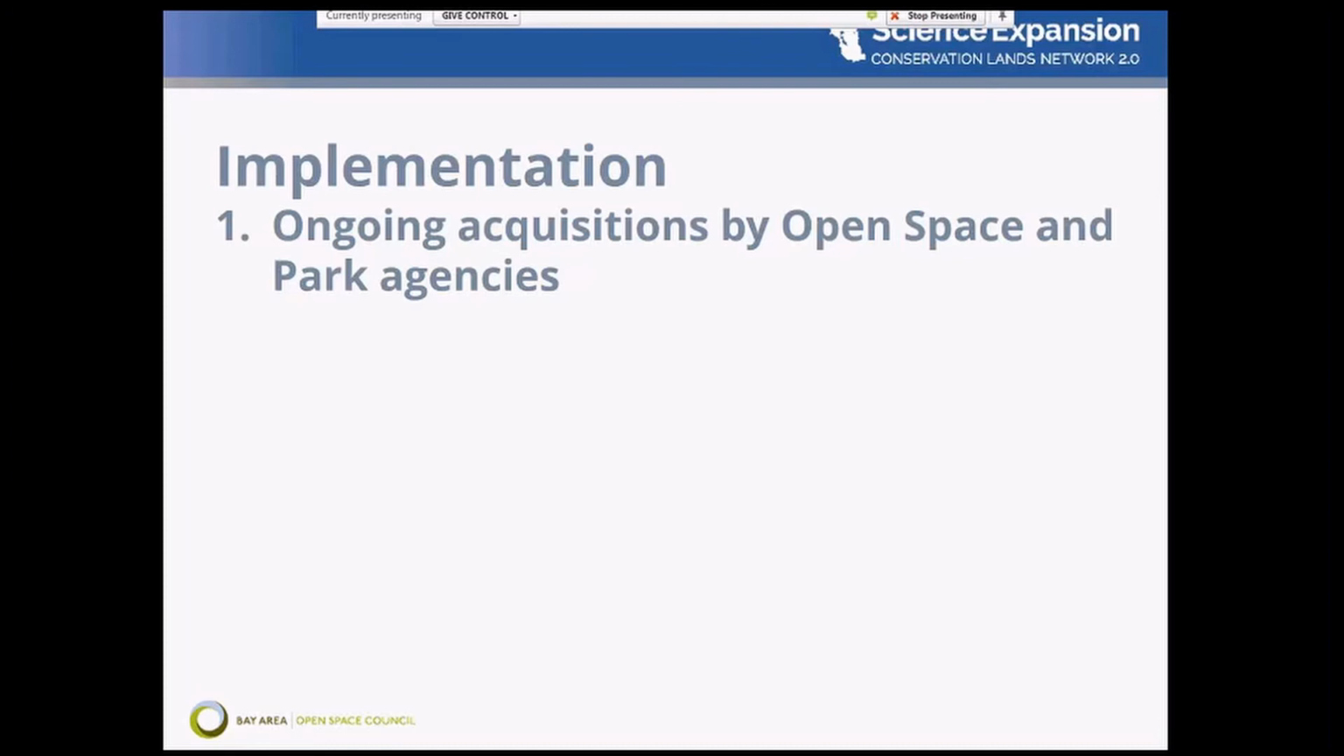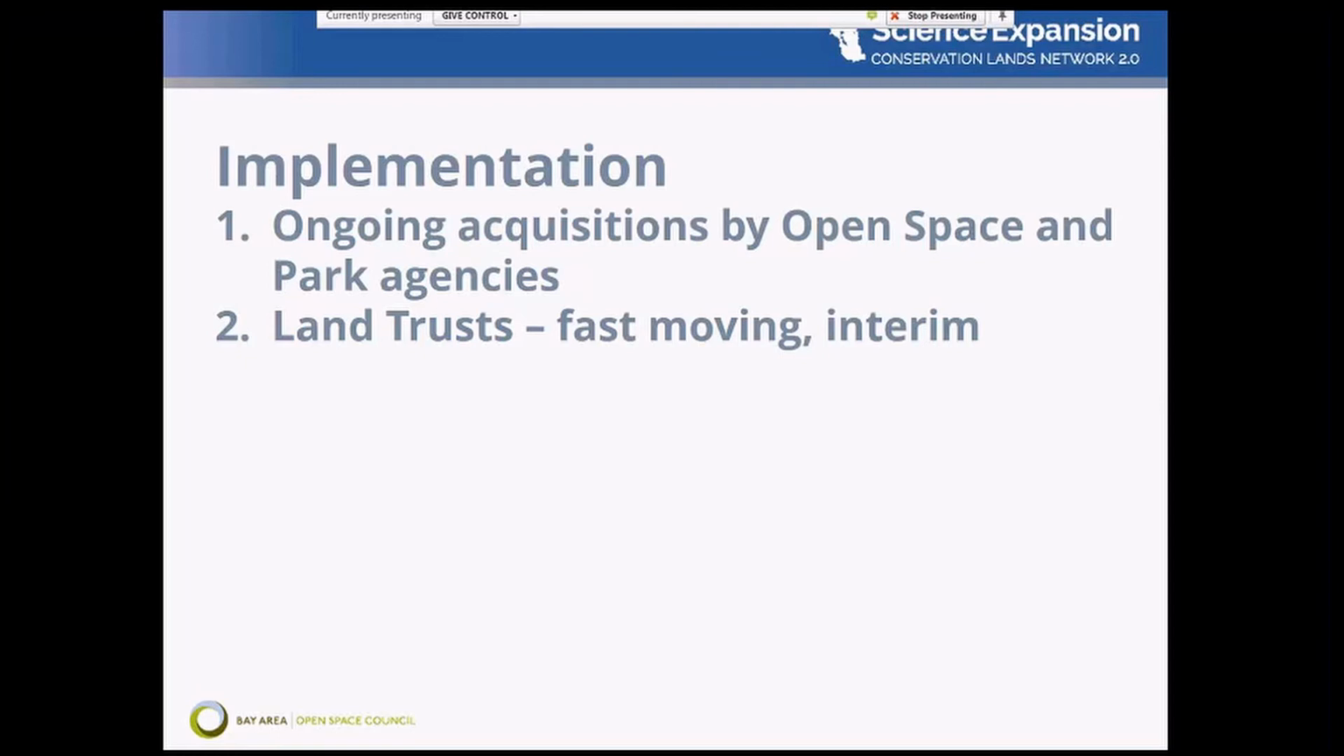So obviously, as many of you surmised, this is a vision that should serve functions of open space districts and land trusts on ongoing acquisitions. Land trusts are typically fast moving, and they're playing this really wonderful interim role in some cases where they are able to take advantage of opportunities and then transfer land to land management agencies.